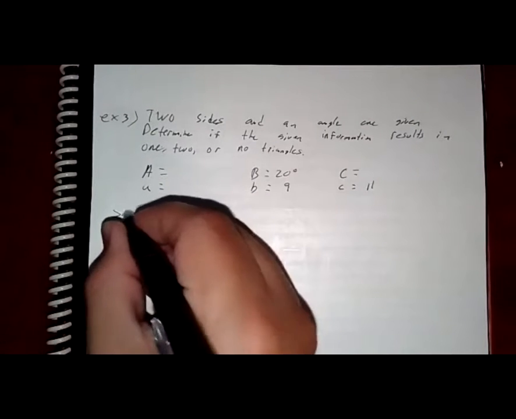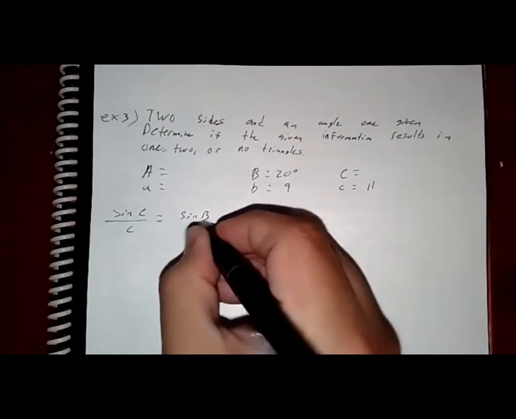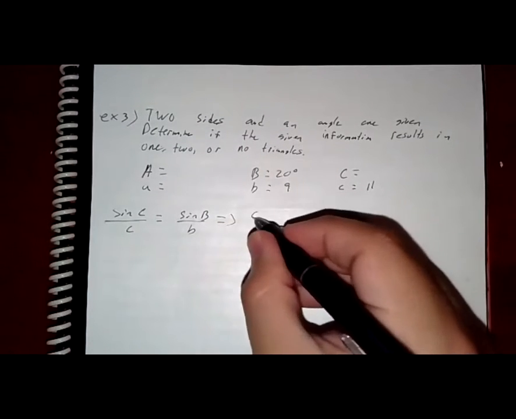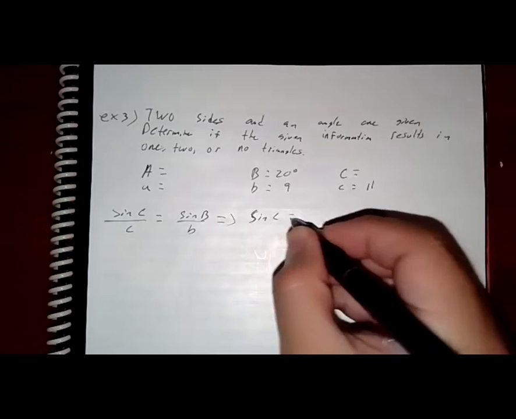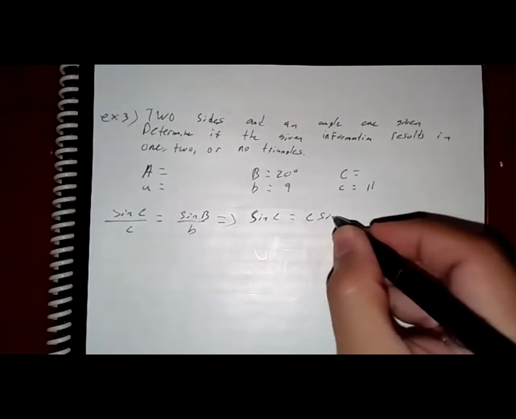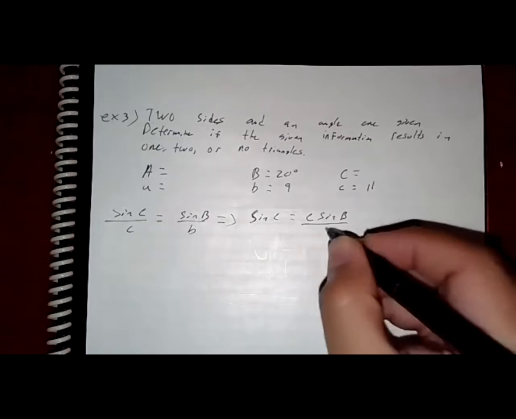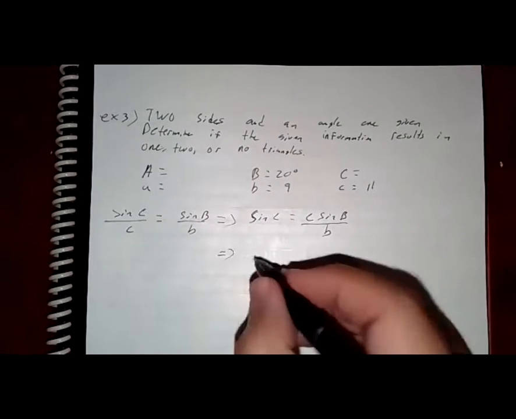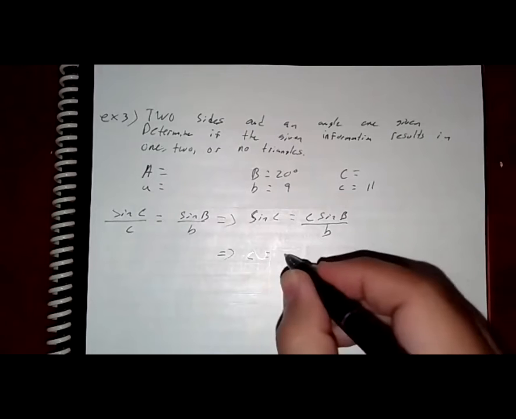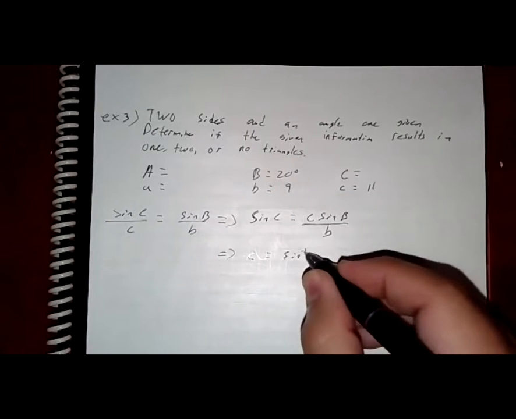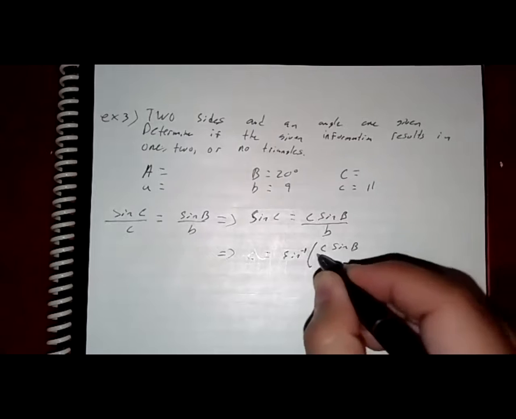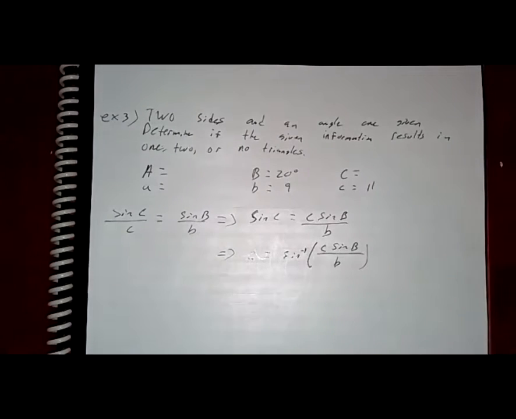So sine C over little c will be equal to sine B over little b. Isolate sine C, so that'll be sine C equal to c sine B over little b, which implies that C is equal to sine inverse. I skipped a few steps. Let me know if you need me to go back for the algebra.